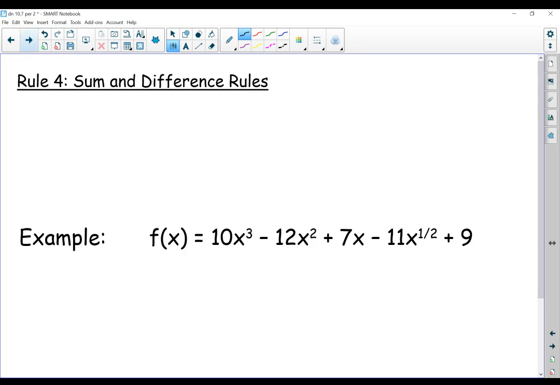Now the sum and difference rules I kind of hinted at the beginning of class. The sum and difference rules here, I know I'm going through a lot of rules. Again, I think we're going to end up doing maybe just these 4. Maybe there's one more. I can't really remember.